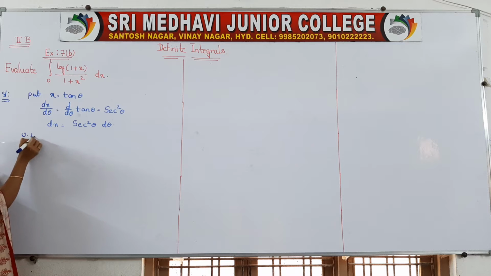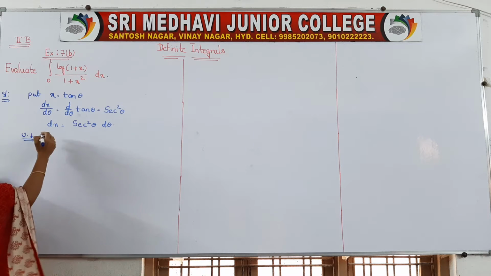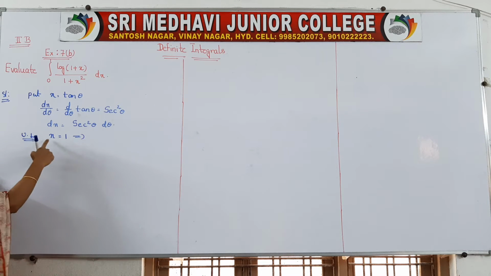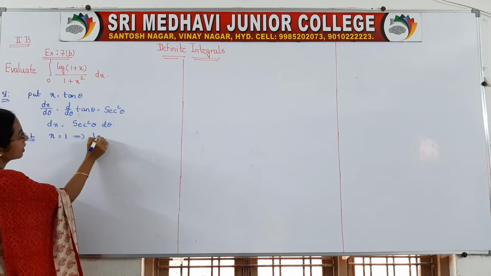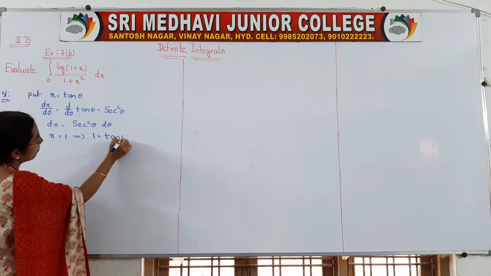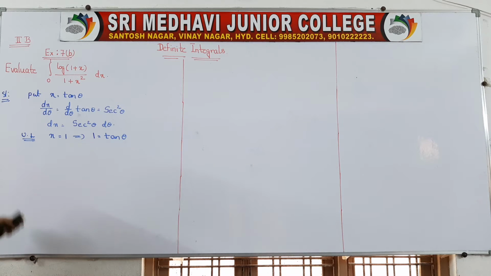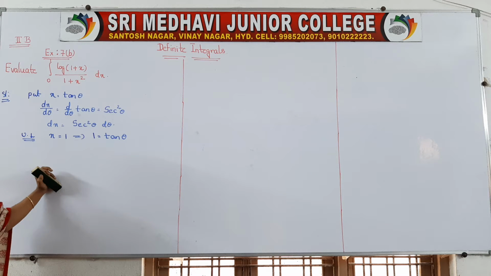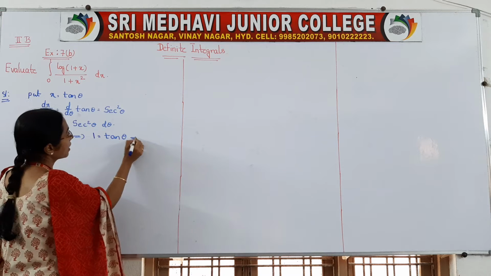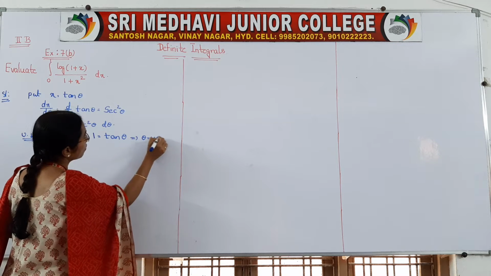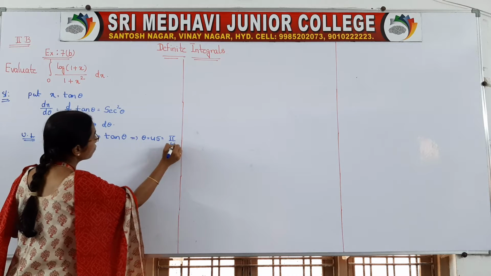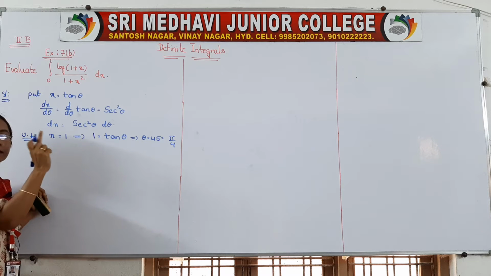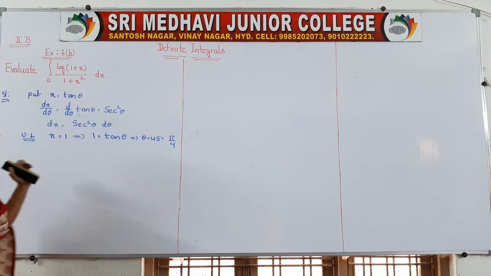So come on, upper limit. Okay. So what is your upper limit? x is equal to 1. So substitute this x is equal to 1 here: 1 is equal to tan theta. Okay. So tan of which angle is equal to 1? It is 45. Okay. So theta is equal to 45 degrees, which is pi by 4. Tan of which angle is equal to 1? That is 45. So theta is equal to pi by 4.